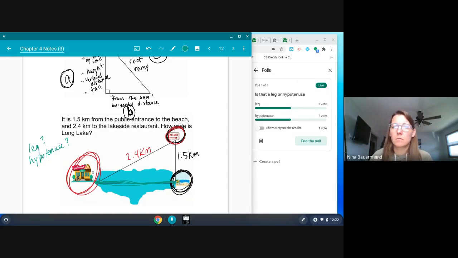Okay, well, it's a leg. So these two make a 90-degree angle. So this is the hypotenuse. It means it's a leg.